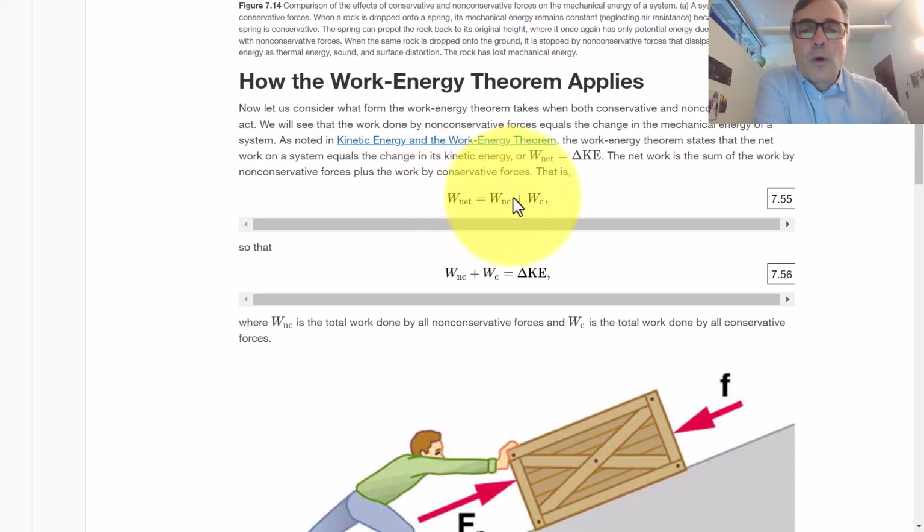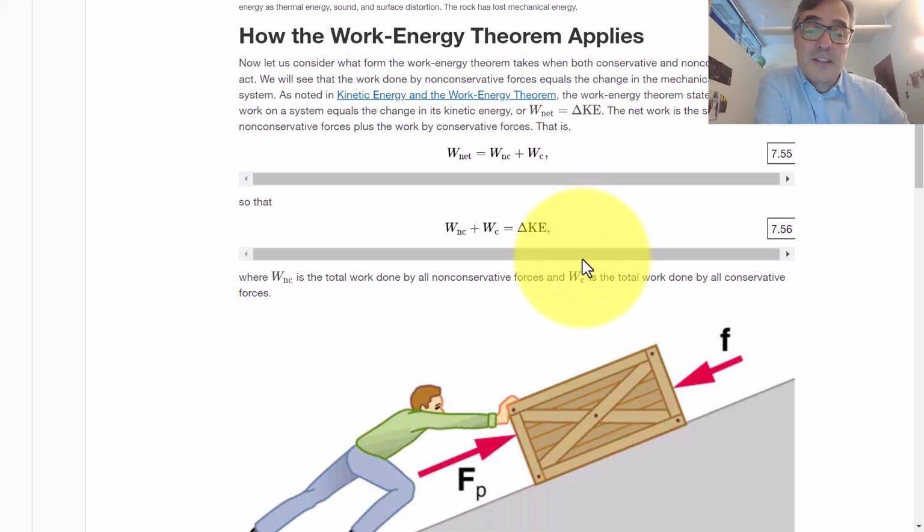So you can split your net work into the work done by non-conservative forces plus the work done by conservative forces.